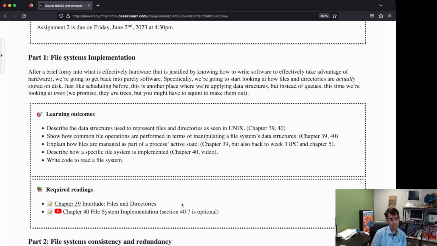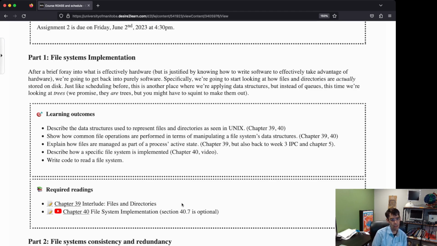This is both discussed in chapter 39, in the form of you've got your file explorer and this is what files and directories look like, and here are some of the APIs that you can use to interact with files and directories, but this is more directly described in chapter 40, the file system implementation. So this is either the video or chapter 40.